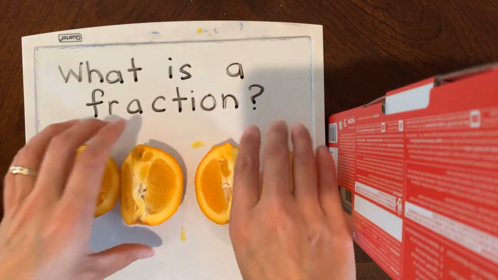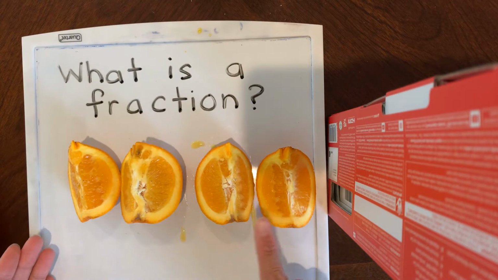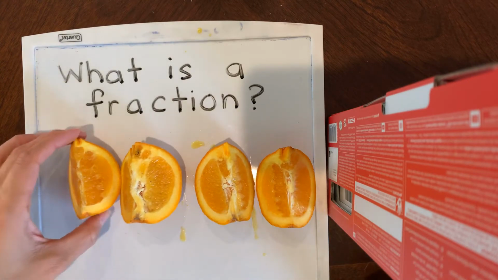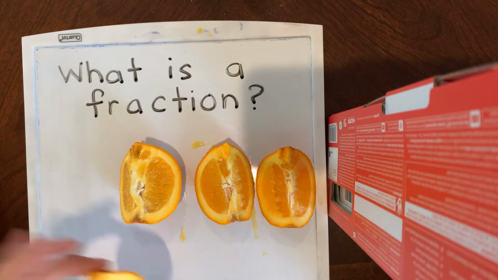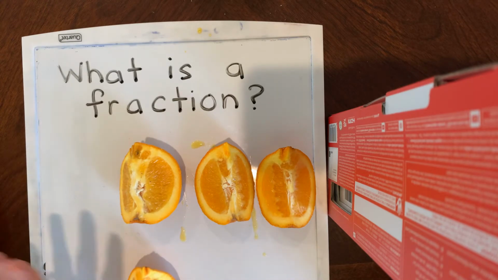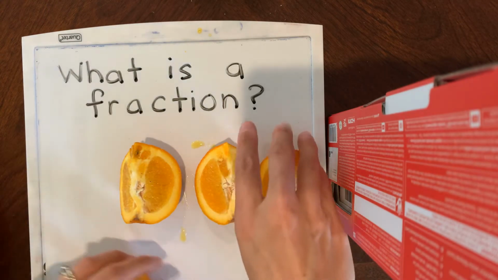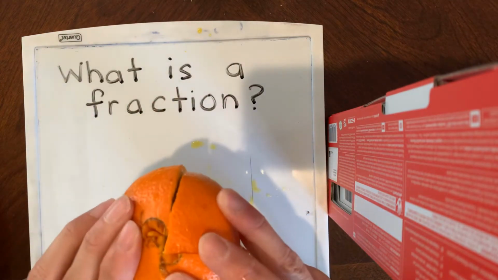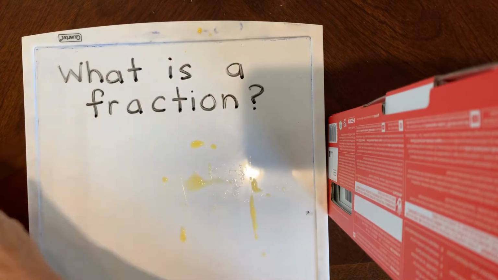Now, how many parts do I have now? I have four. 1, 2, 3, 4. That make up the entire orange. And if I just took this for myself, what part is that? That's 1. 1 out of how many? 4. That's a fraction. A piece, a part of a whole is what a fraction is.